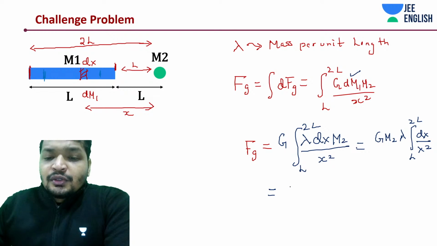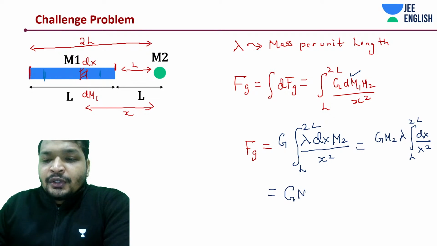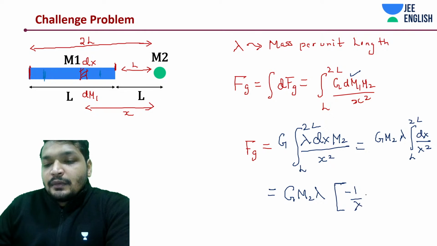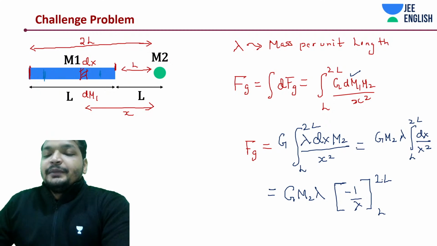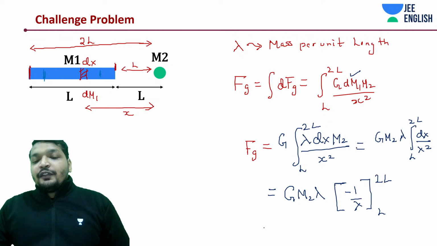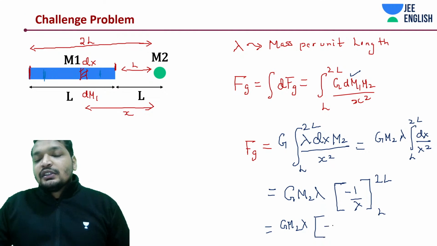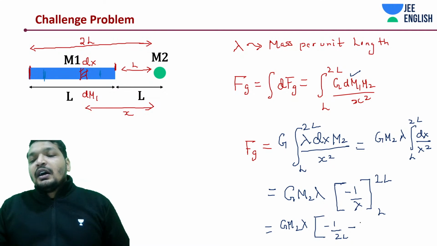So this would be G into m2 into lambda, and the integration of dx by x square is going to be minus 1 by x. And this goes from L to 2L. Substitute the value of L and 2L. If you're wondering what happened to the negative sign, it is fine. Integration is working fine. Mathematics is fine. This is going to be minus 1 by 2L, which is half of L, minus of minus 1 by L, which is going to be 1 by L.